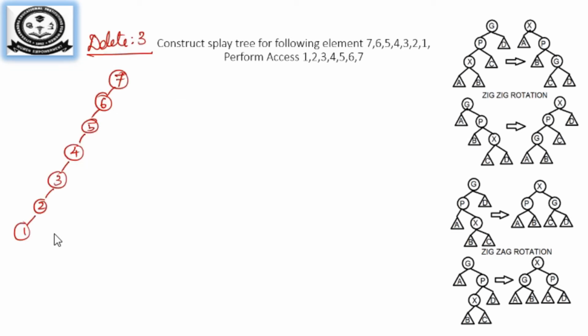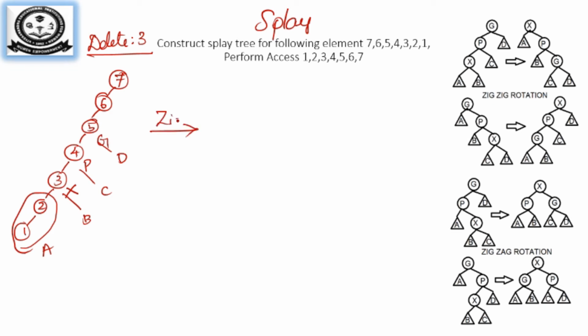Now let us see an example how delete will be performed. So if you want to delete any node from splay tree, okay, so this is splay tree. Okay, any node if you want to delete in a splay tree, you have to bring that node to the root node. So first you have to bring the deleting node to the root node. So we will take XPG. So I have A, I don't have B, I don't have C, I don't have D. Okay, so just perform zigzag.